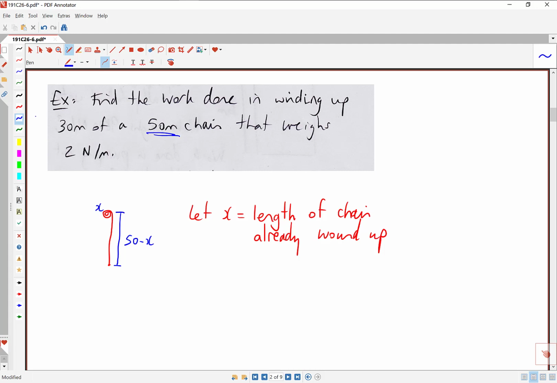And you could just put a little x here to represent how much length of chain has already been wound up. So if we set up the problem this way, then at the beginning of the problem, none of the chain has been wound up. So x would be starting at 0. And as we wind up the full chain, we would end up with x equal 50 to finish the problem.